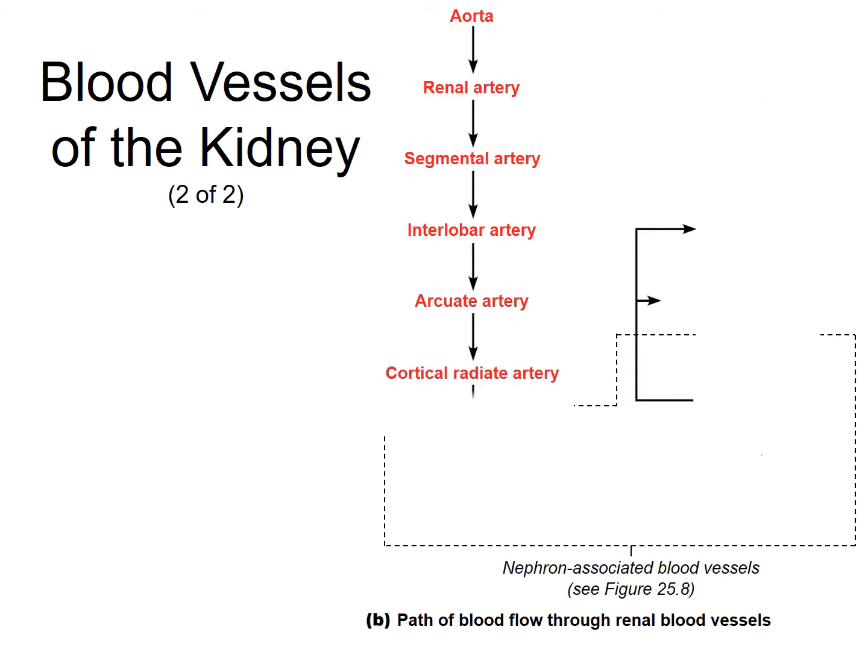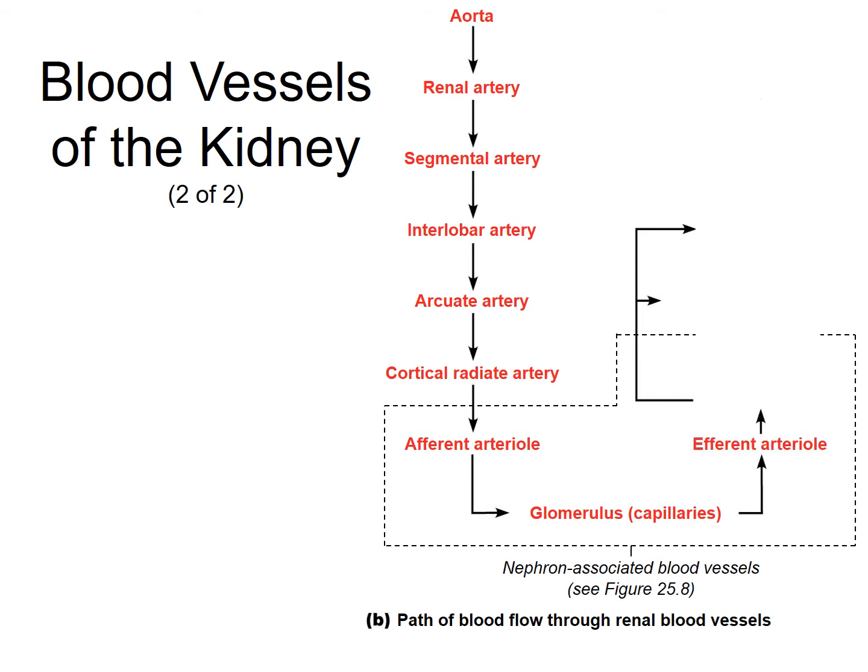So these arcuate arteries will give rise to cortical radiate arteries, and at this point, the blood vessels are going to be small enough to where we're talking about blood vessels that are associated with the nephron. So each of these blood vessels that are within the dotted lines here are nephron-associated blood vessels. The vessel that brings blood into the nephron is the afferent arteriole. The afferent arteriole will give rise to the glomerulus, which is a specialized ball of capillaries. The glomerular capillaries will themselves merge back into the efferent arteriole.